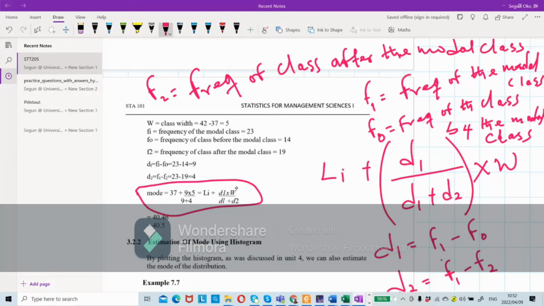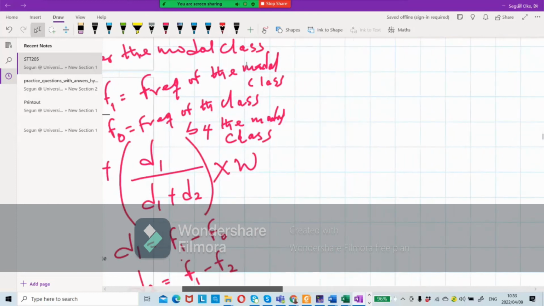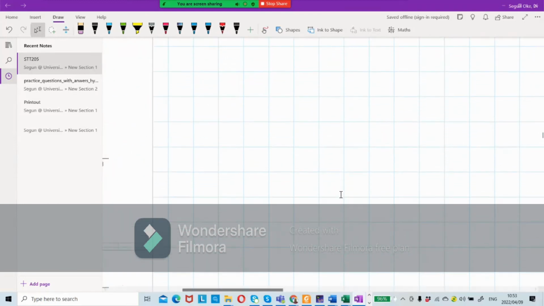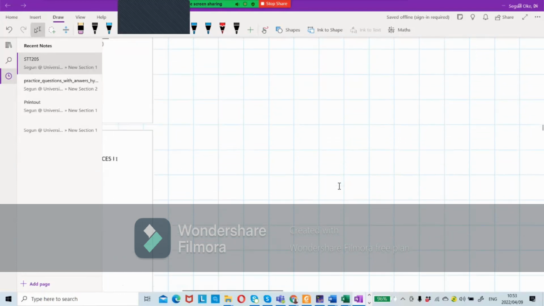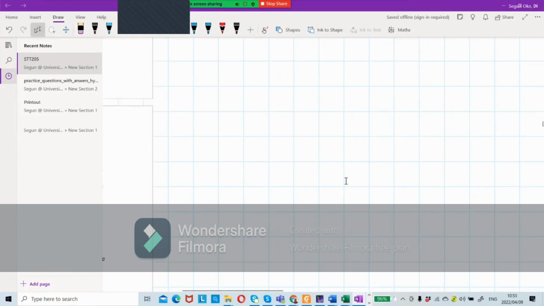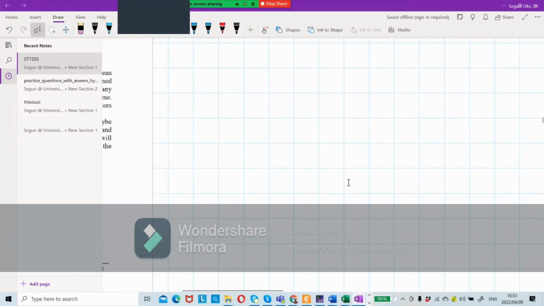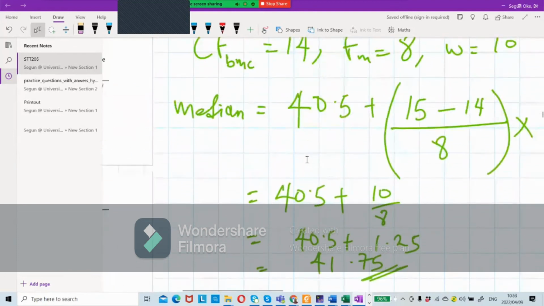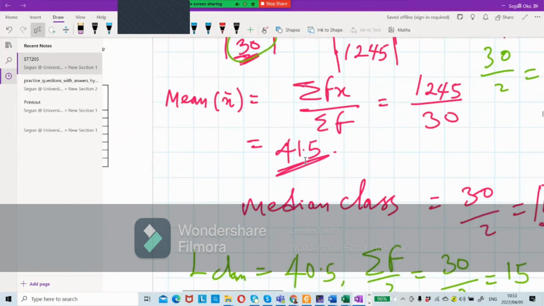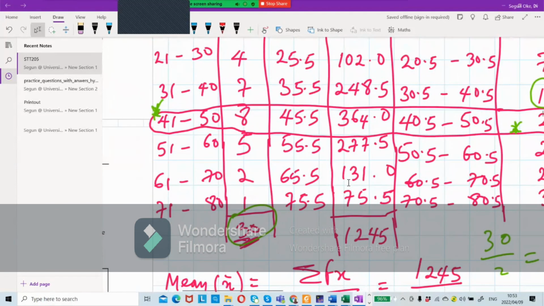So first thing is, how do we get the modal class? Let's go to the table. We have our table with us. Yaya Muraina, what's the question? What about the L1? It is the lower class boundary of the modal class. Okay, sir.